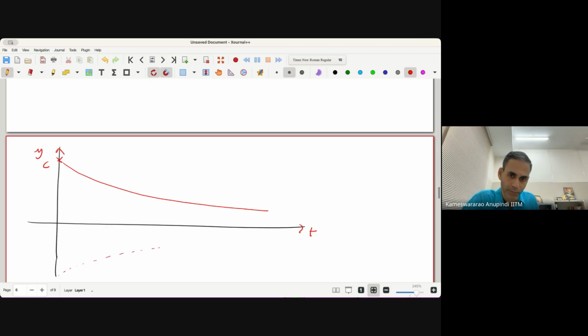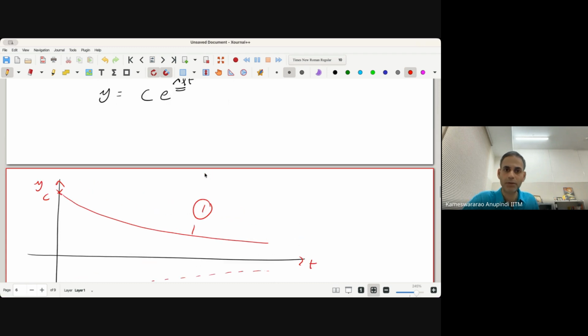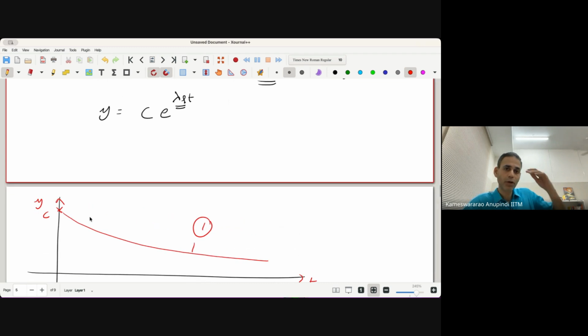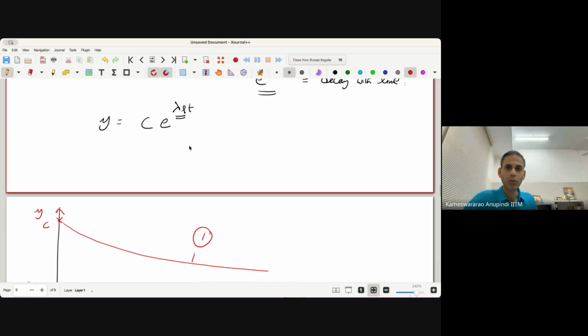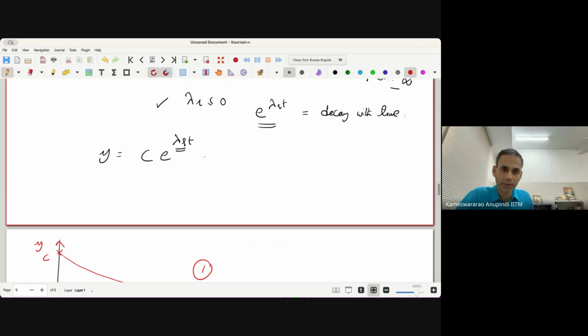And then it's decaying. So this is the first part of the solution. It is going to define your amplitude, right? The amplitude is decaying like this. That is what it's going to define. So this basically defines your amplitude.